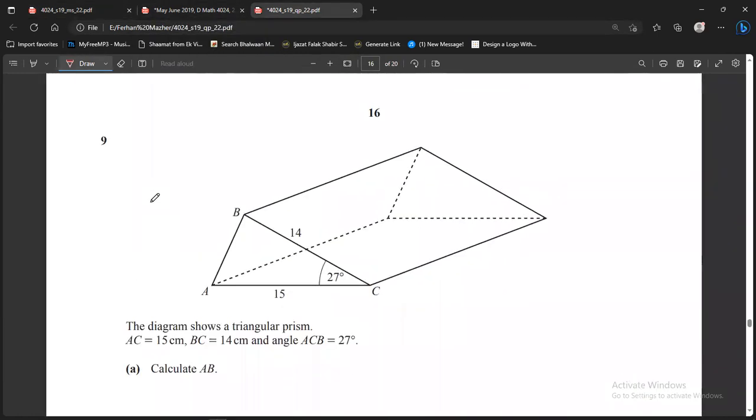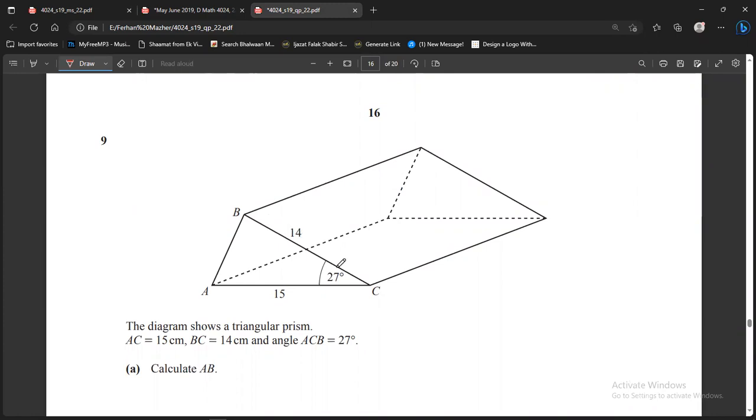That is question number 9. He says the diagram shows a triangular prism where AC is equal to 15 centimeter and BC is equal to 14 centimeter and the angle ACB is 27. Calculate AB. You can see here, this is a triangle ABC.